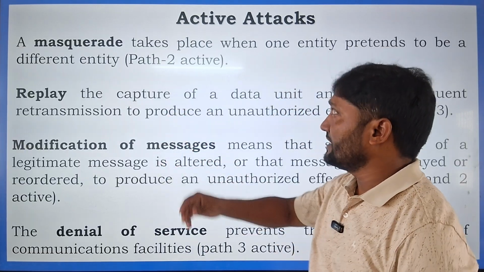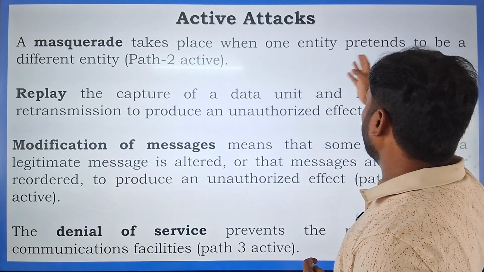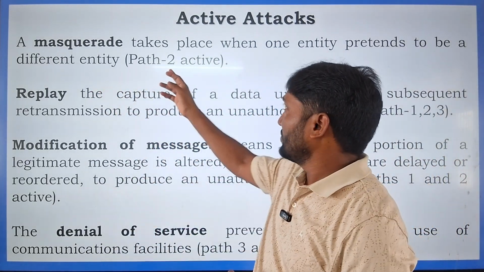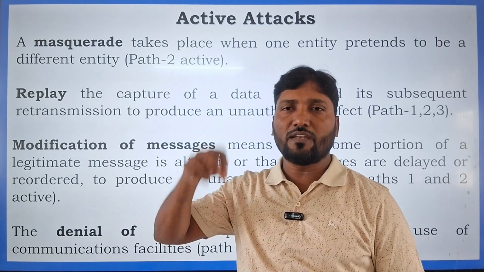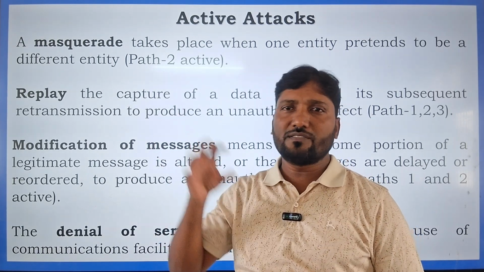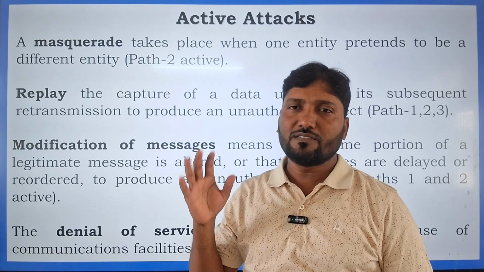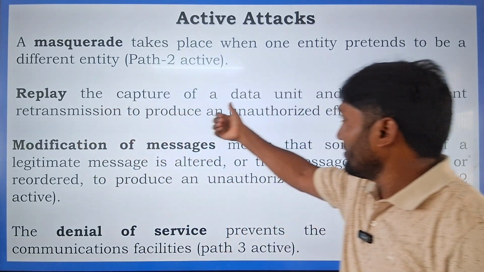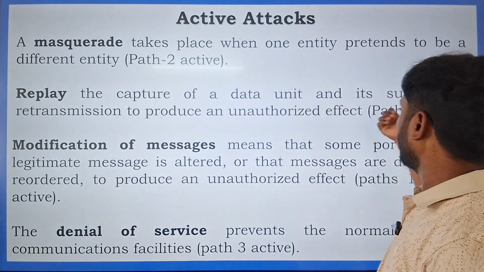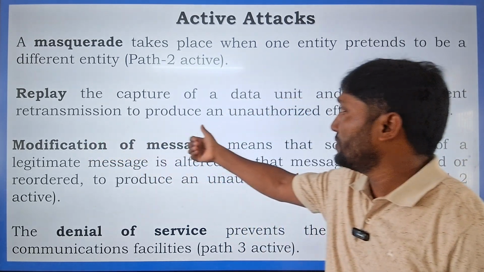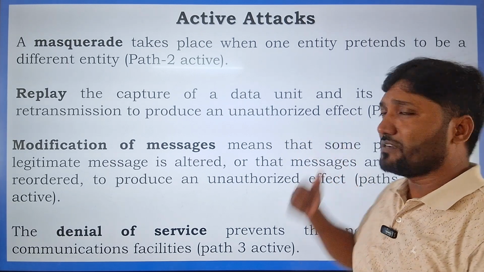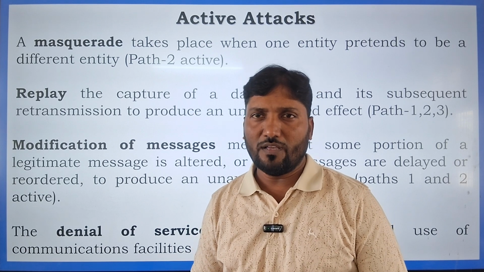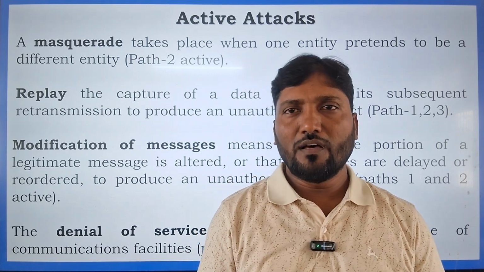What is a masquerade here? It takes place when one entity pretends to be a different entity. That is, now path 2 is active. That means he can capture the data and act as a sender to send the message to the receiver. And replay is the capture of a data unit and its subsequent retransmission to produce an unauthorized effect. That means you can capture the data and send it, which is called a replay message, to the receiver.